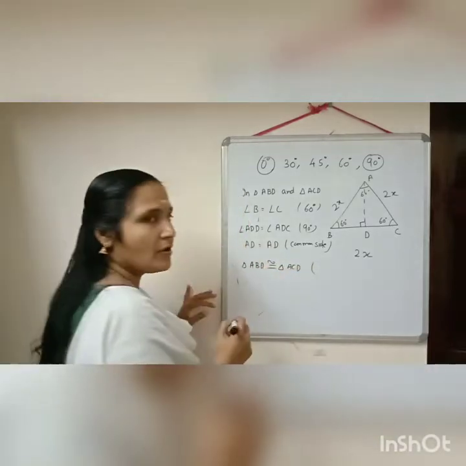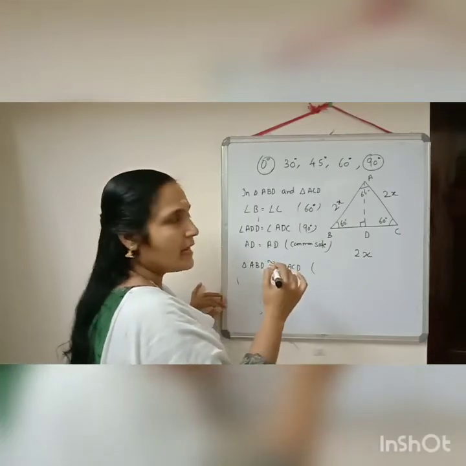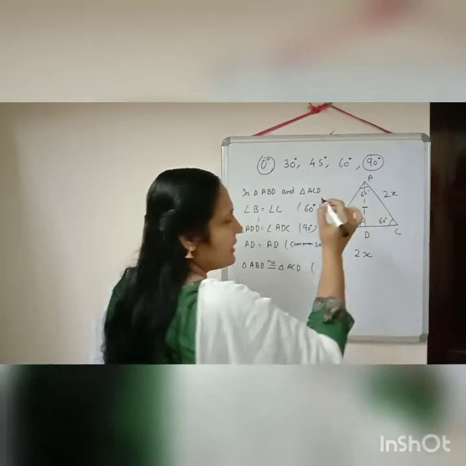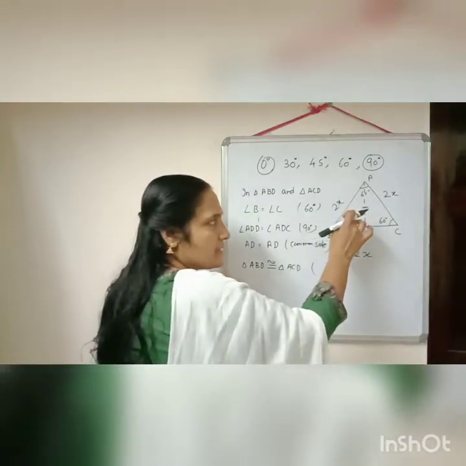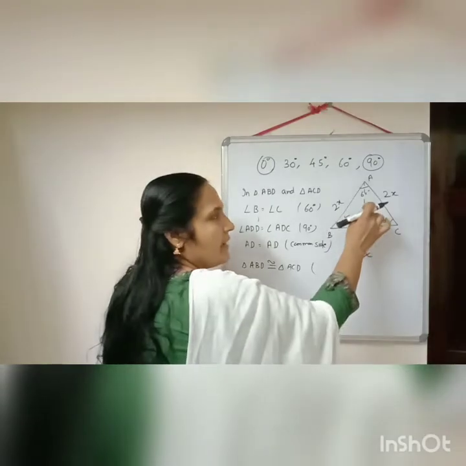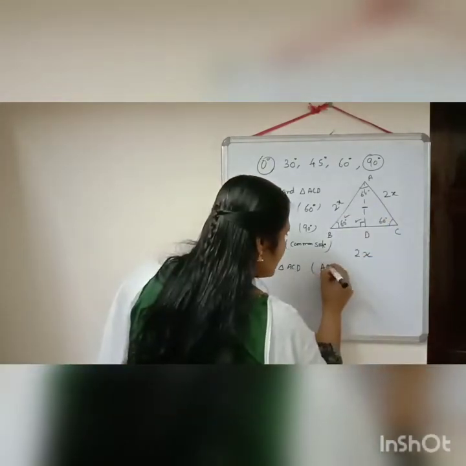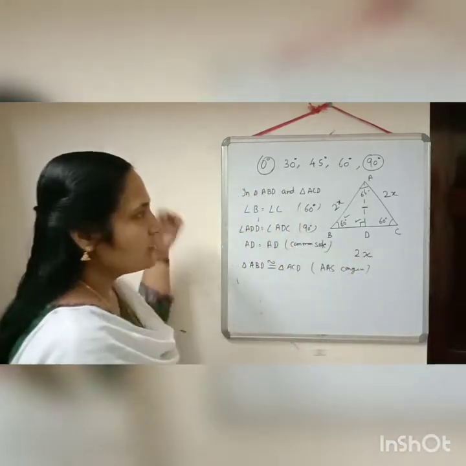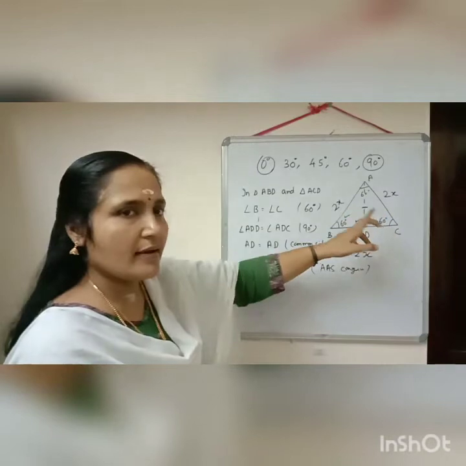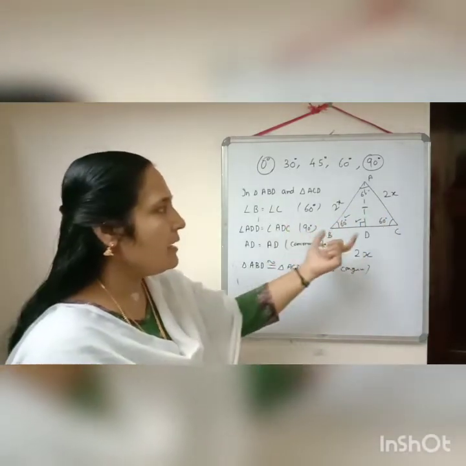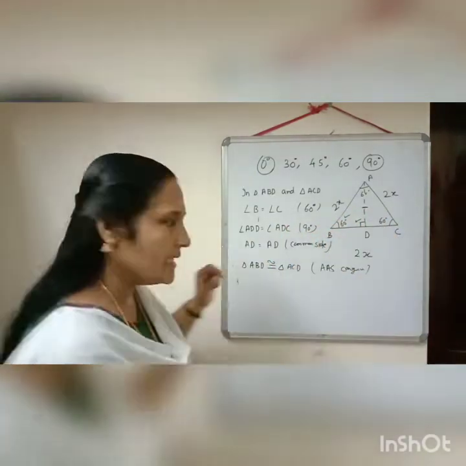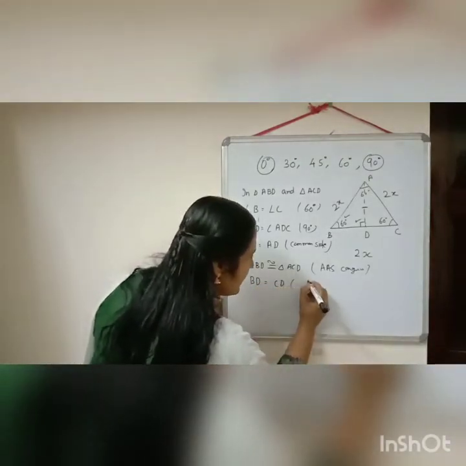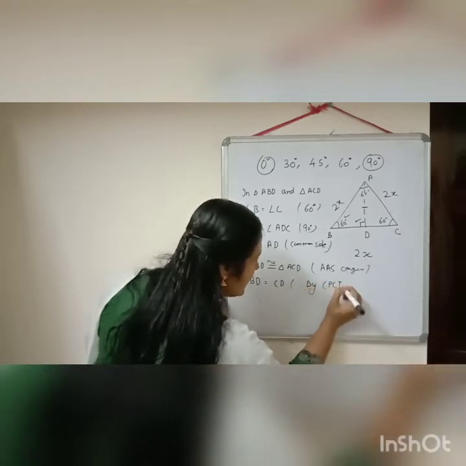Can you tell me by which congruency? Just to check the equal angles which we have taken, one is 60 degree, then 90 degree, and this side we have taken. So which congruency is coming? AAS congruency. So both the triangles are congruent by AAS congruency. If these two triangles are congruent, corresponding sides will be equal. BD will be equal to CD. So we will write here BD is equal to CD, reason: by CPCT.